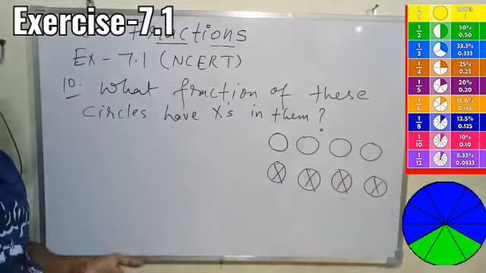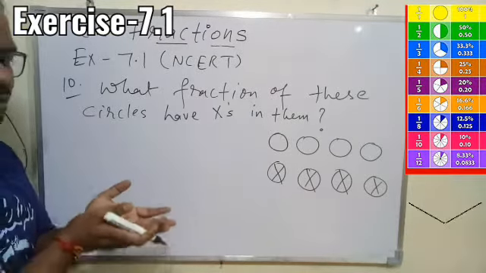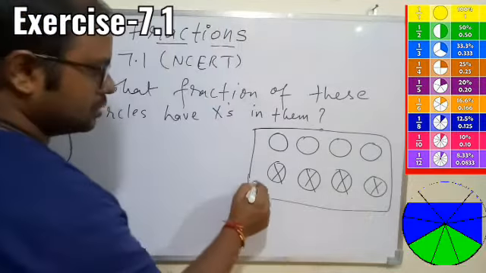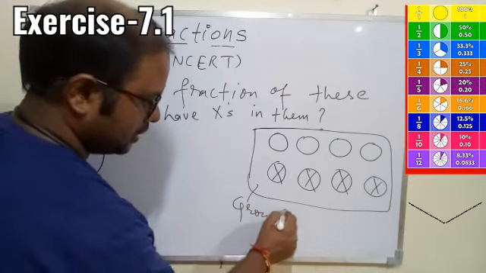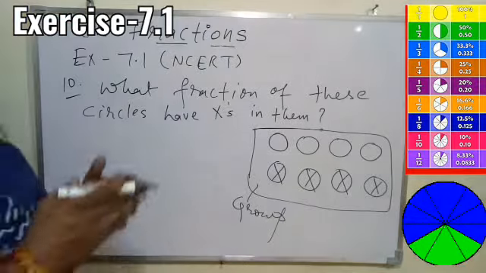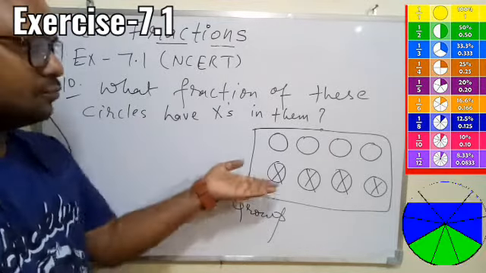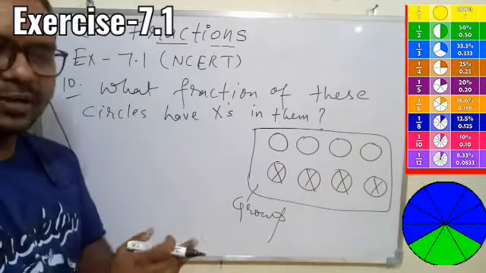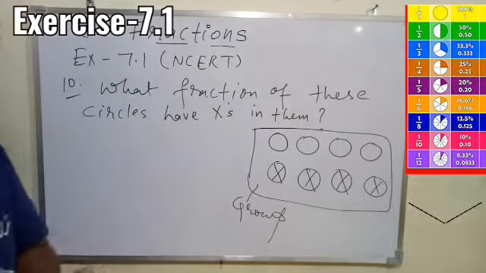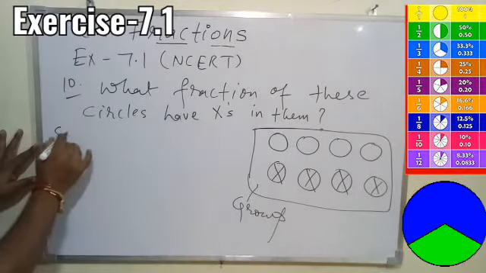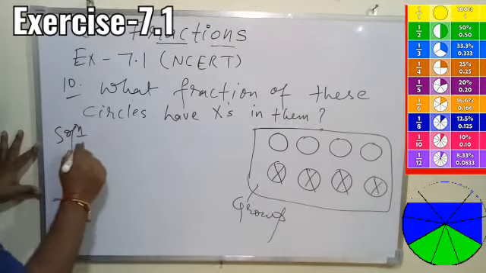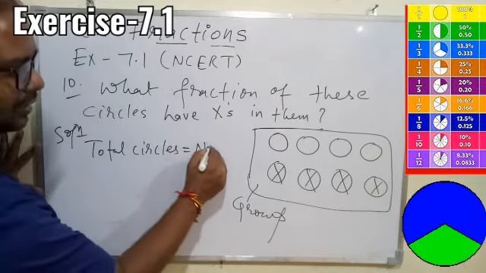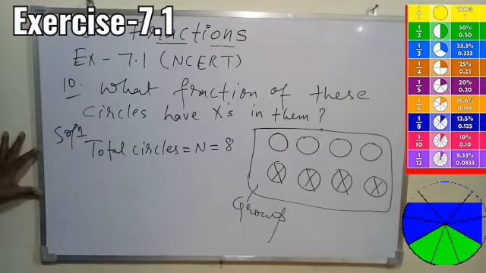There are a number of circles. Out of these circles, which form a group, this group contains 8 circles. Out of 8 circles, 4 circles have x, that is crossed. So how to show it with the help of a fraction? That is how it is to be represented. Again, the total circles, let it be capital N. How many? 4 plus 4, 8.